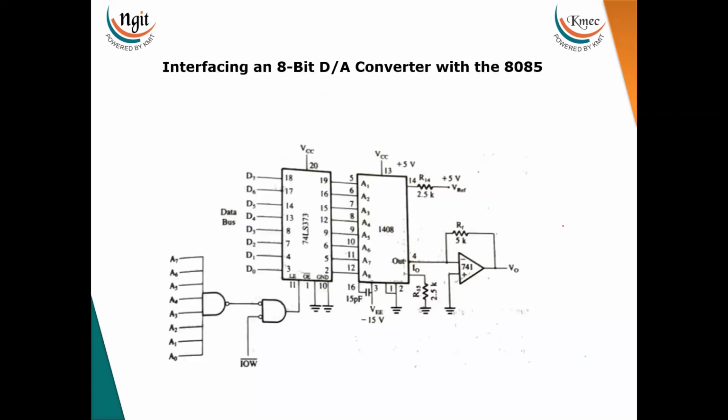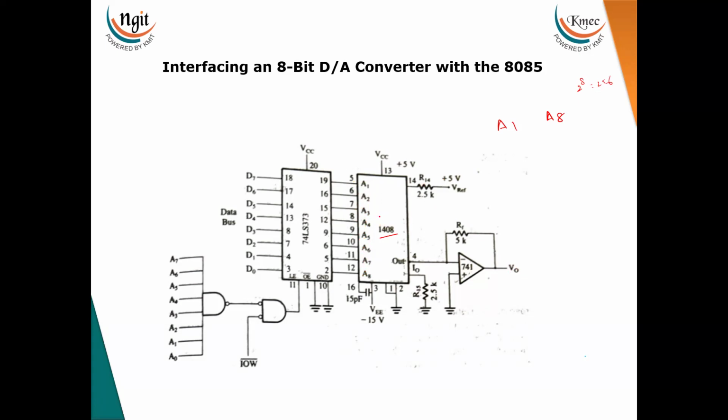Now here we will see how to interface this DAC IC. This is IC 1408, and it is designed using the R-2R ladder network. This is an 8-bit IC. Here, if you see A1 to A8, a total of 8 bits are there. So 2 to the power of 8 means 256 combinations. For that, it will generate the equivalent analog value.